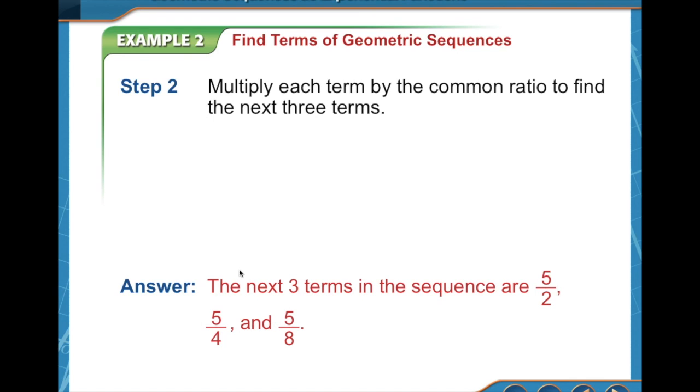So we have all of those for our answer for this example 2 problem. Just using our common ratio, continue to multiply, and you notice it doubles the denominator each time. So 2 to 4 to 8. So that is it. Just follow the pattern, continue to multiply, get your next term.